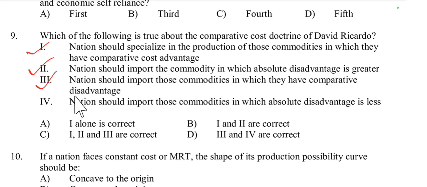Then option 4, nation should import those commodities in which absolute disadvantage is less. No, it is greater, not less. So option 4 is incorrect, because the theory is about comparative, not absolute disadvantage. When absolute disadvantage is greater the country should import, but when it is less, it doesn't import. Options 1, 2 and 3 are all correct. So option C is right here.